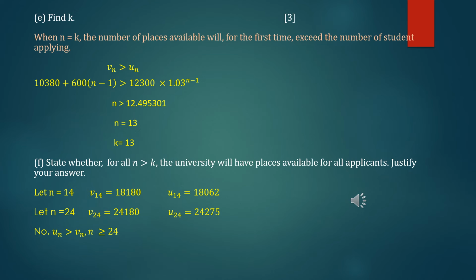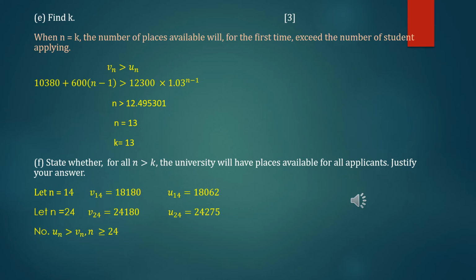So for letter F, we state whether for all values where our n is greater than k, the university will have places available for all applicants. Then we justify the answer. So we know our k is 13. How about if we try 14? That's greater than 13, right? So if our n is 14, we shall have V sub 14 greater than U sub 14.